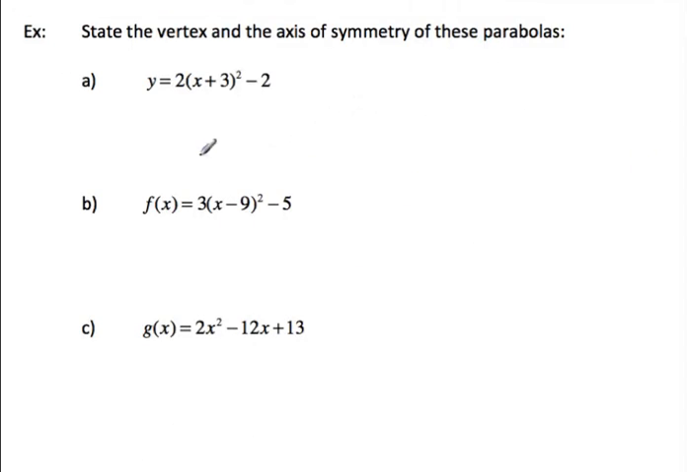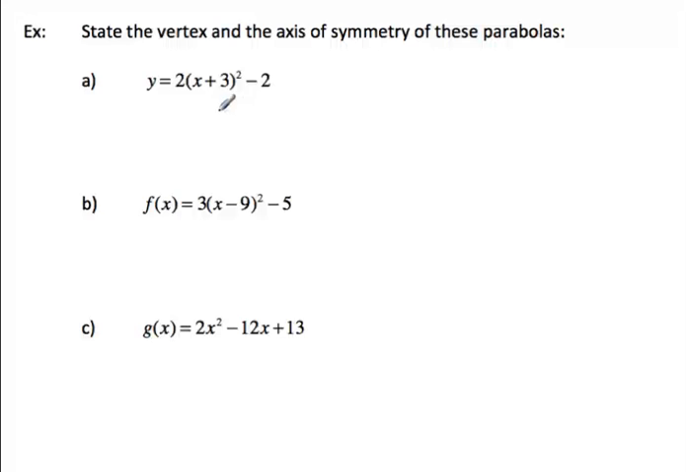Now that we've seen that, let's apply that same kind of thinking to finding the vertex and axis of symmetry of parabolas when we're just given the equation. So here's the first one, y is equal to 2 times bracket x plus 3 all squared minus 2. Now what we've seen is that that 2 is a vertical stretch factor. That's not going to affect either the vertex or the axis of symmetry, but what will are the translations, this horizontal translation and this vertical translation.